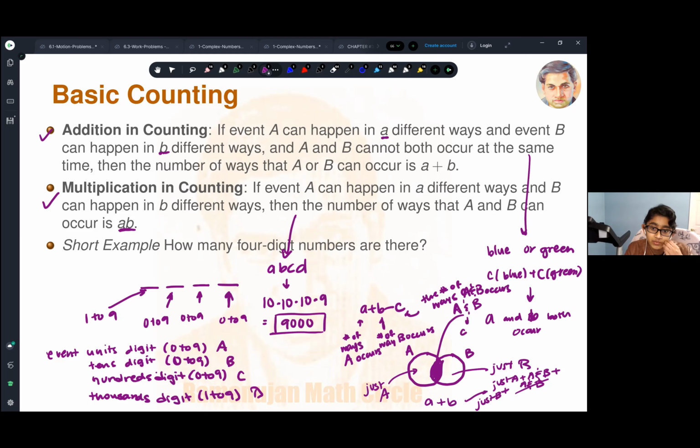So that is the way you would apply the multiplication principle in order to find how many, for example, 4-digit numbers there are, or things like that. That's the key process that you follow.